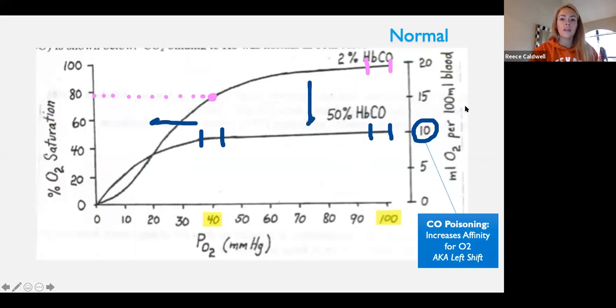Before that, one other thing that I wanted to point out is that carbon monoxide poisoning shifts the curve downward and leftward. So it's a downward and leftward shift whenever we have carbon monoxide poisoning. So this curve moves down and to the left.